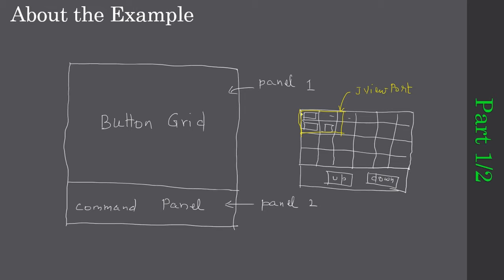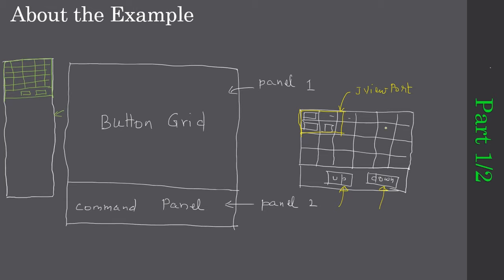So this will be our JViewPort, and we can scroll through different parts of the button grid using this JViewPort. We usually provide two controls, up and down. Using this we can scroll the content. Actually this will be the button grid.